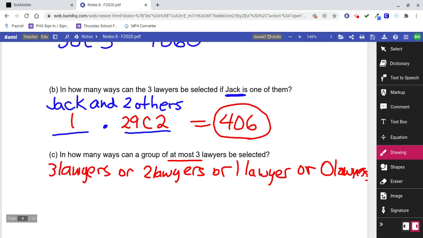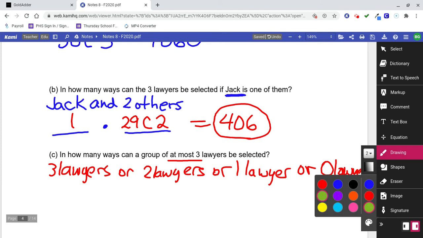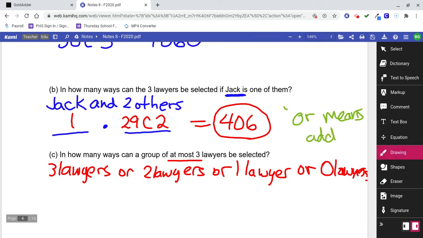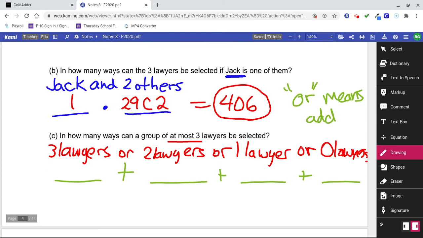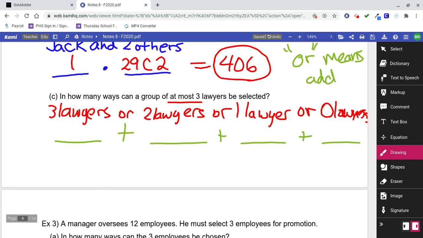Okay? And what you're going to have to know at some point, remember how we know that and means times? Or means add. Okay, so I like breaking my problem into an and an or, and when I see this or, I've got this plus this plus this plus this. Okay, that's what I'm looking at. How many ways can a group of at most 3 lawyers? Well, let's just break it down. Let's just look at 3. How many ways were there for me to select 3 lawyers? Well, we already did that, right? It was 30C3.